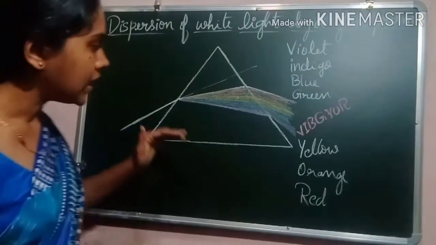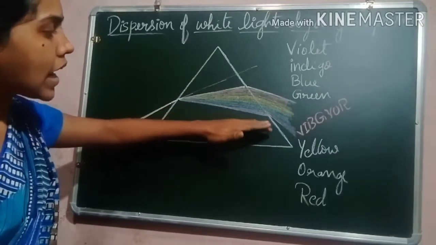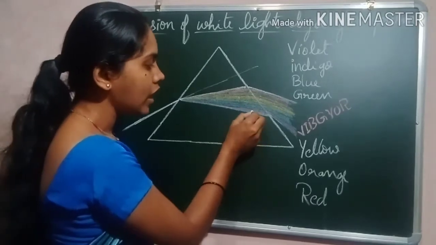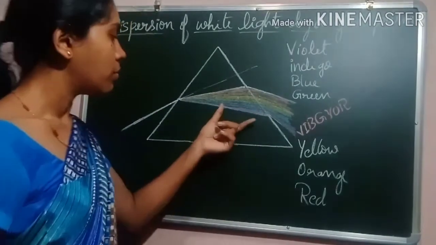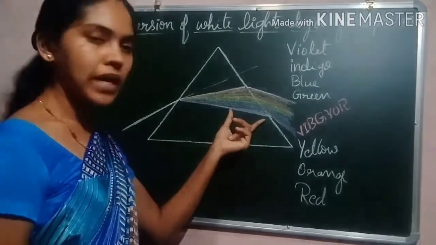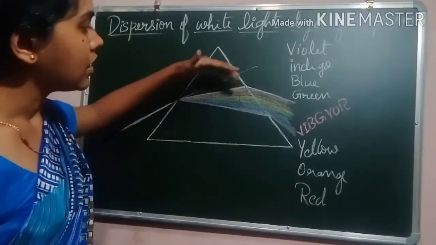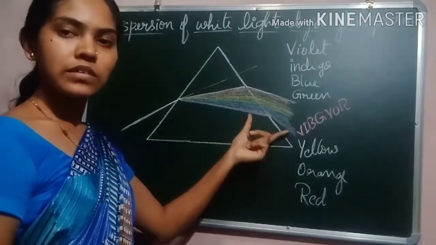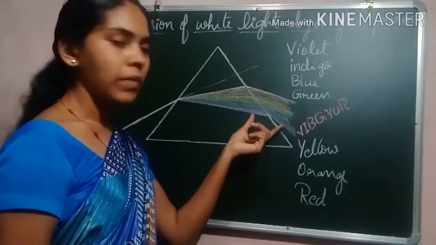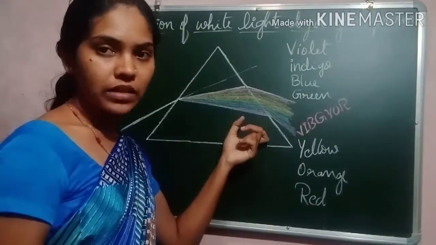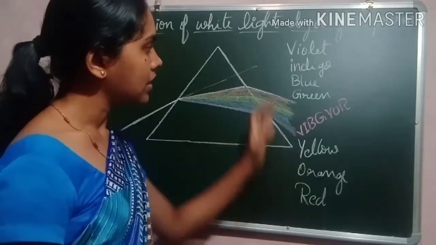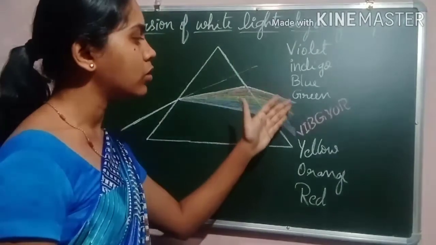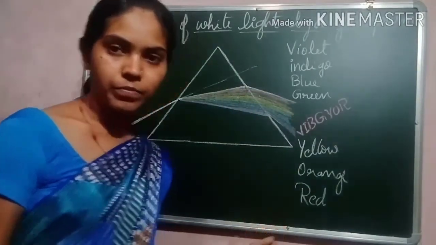While bending, you can observe that the red color is the least bent and the violet color is the most bent. So while splitting, the red color is least bent and the violet color is more bent based on its wavelength. Then we can obtain these colors in the sequence: violet, indigo, blue, green, yellow, orange and red.